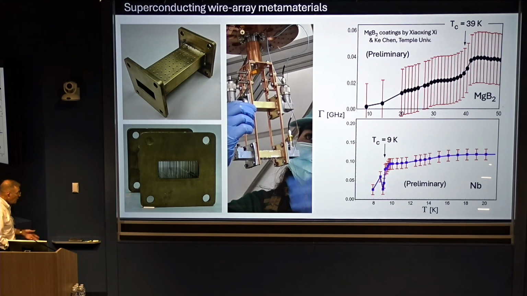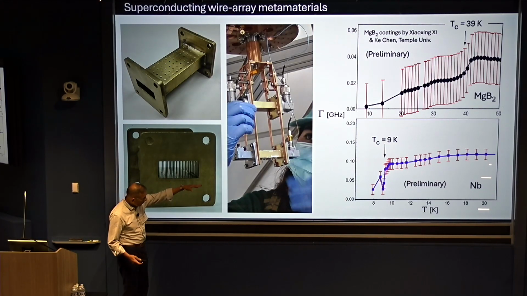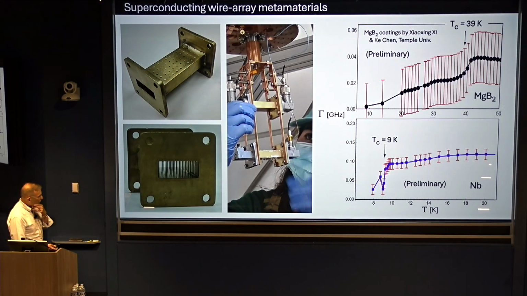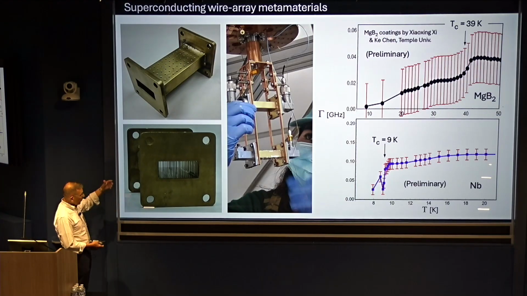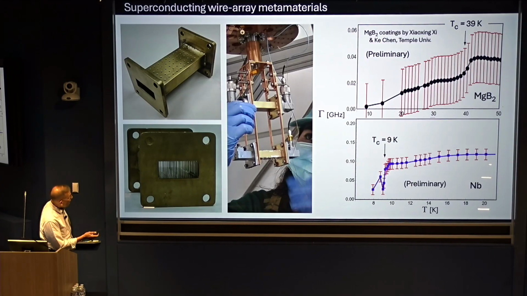Here we've actually made a miniature waveguide, an X-band waveguide. We've made a miniature wire array metamaterial, and we've tested both niobium and magnesium diboride, which looks very, very favorable, very promising as a material we want to use. And this fall, we're going to be testing these things up to 10 Tesla to ensure that their behavior does not fall off with magnetic field. I think magnesium diboride looks particularly promising in this regard.